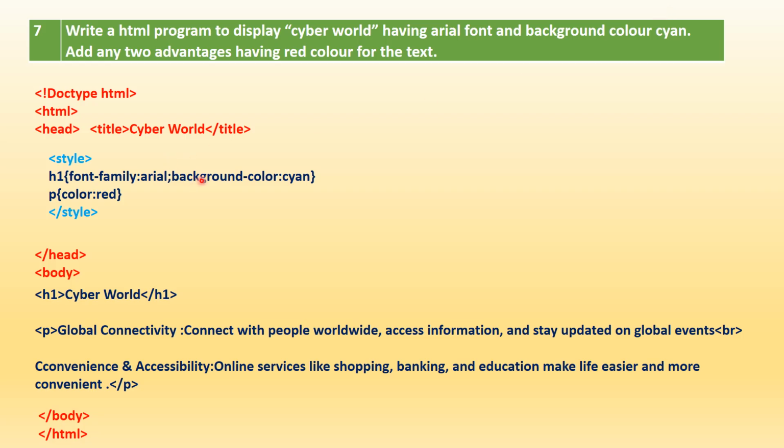Background color cyan. H1 is a selector inside the declaration block, starting with braces, closing with braces. So for this paragraph, it should be in red color. So P, it's a selector, braces open, braces close in between the property and value.